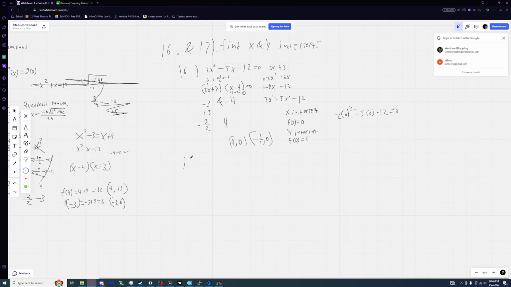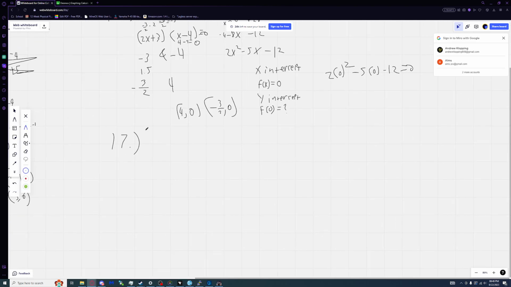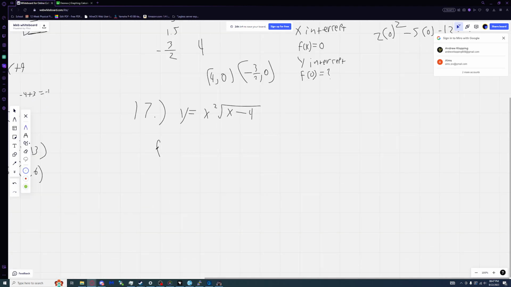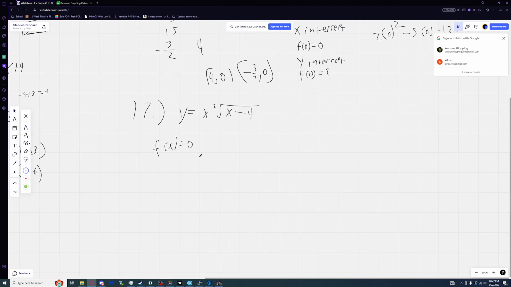Now for number 17. We are given the equation, y is equal to x squared times the square root of x minus 4. So for x-intercepts, first thing we want to do is find when f of x is equal to 0. So what we're going to do is set this equation equal to 0. So 0 is equal to x squared times the square root of x minus 4.